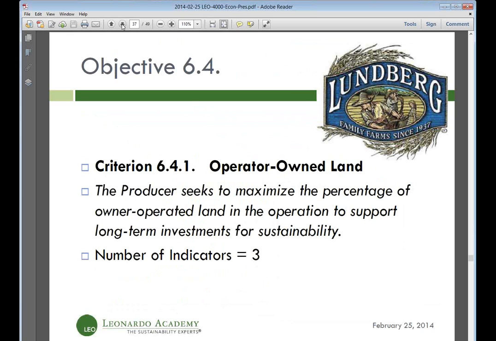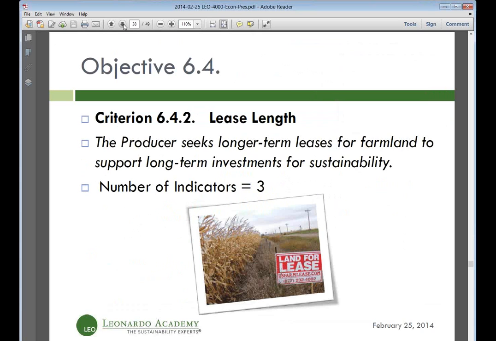But looking at 6.4.2, we said, well, if you can't own your own property, then we would like to encourage longer leases because, again, that encourages longer-term investments in the sustainability of the operation, which I think can accrue economic benefits for the operator as well. So this criterion just basically calculates an acreage-weighted average lease length, the length of tenure for a piece of property when it's not owned. And we encourage, to the extent possible, longer leases.